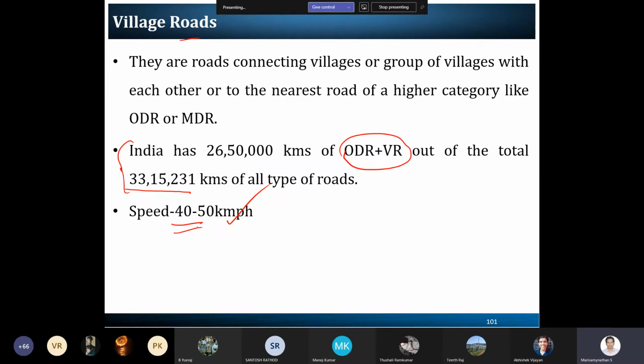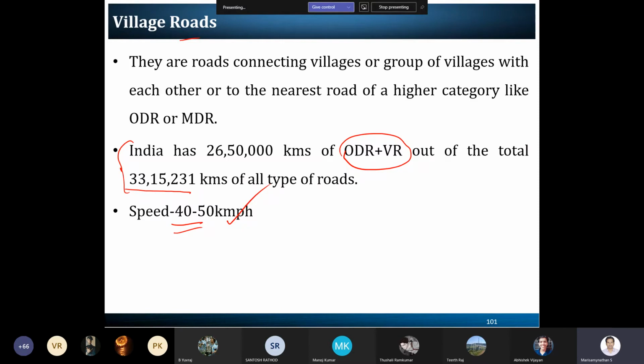So this is then a classification of roads with respect to the Third 20-year plan, which we are still following for Indian conditions. So this is one way we can classify.